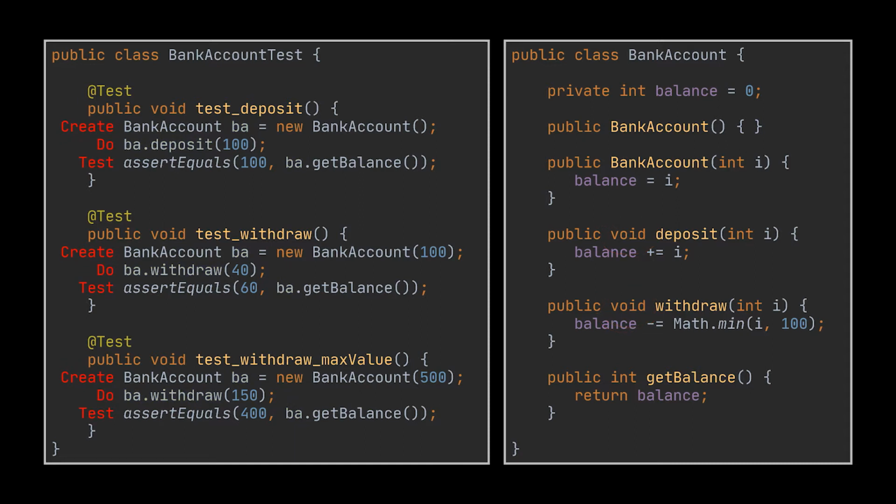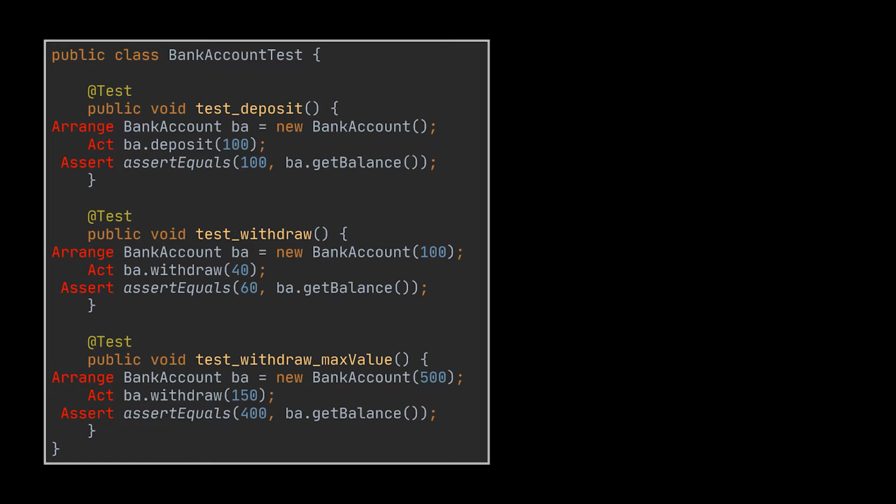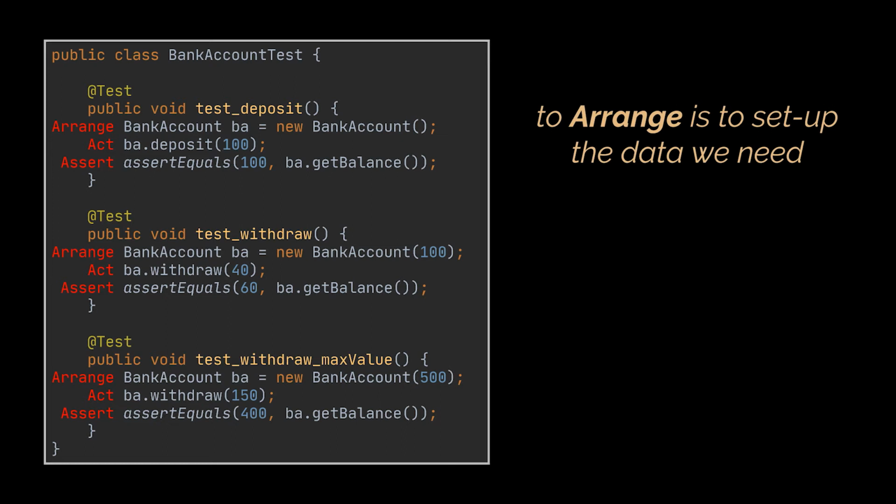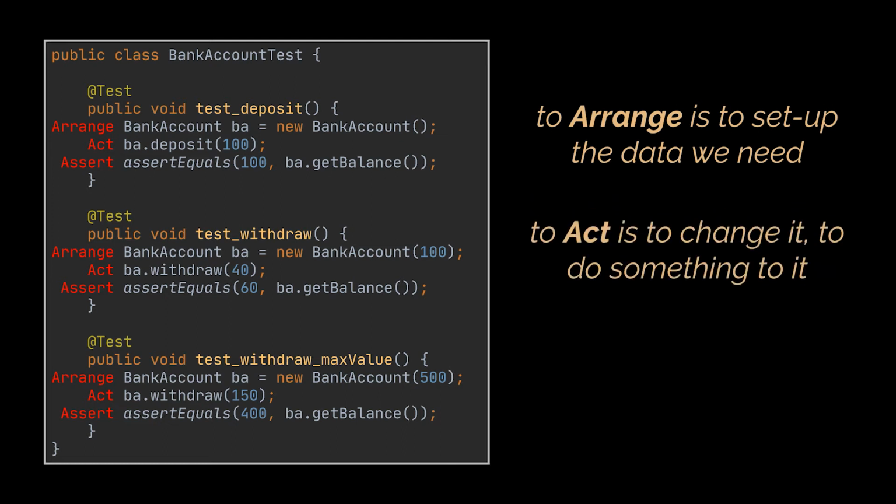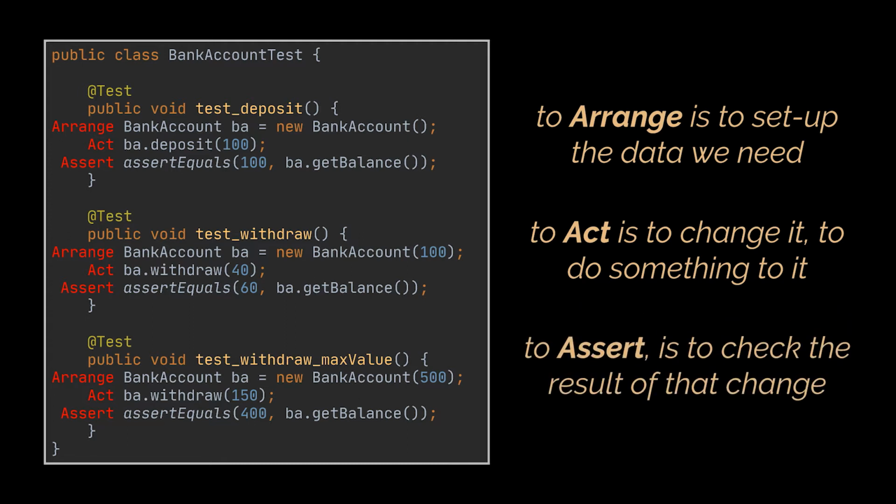We previously saw the phases red-green-refactor that describe the overall process of TDD. Here, each individual task can be summarized using the AAA rule: arrange, act, and assert. So, to arrange is to set up the data we need to manipulate. In this case, we created a bank account object. To act is to change it, to do something to it. And to assert is to check the result of that change.